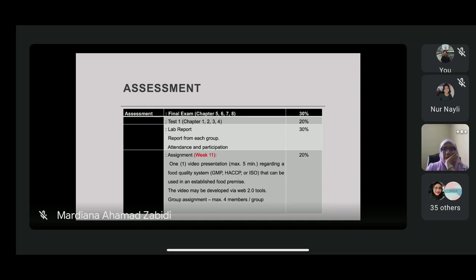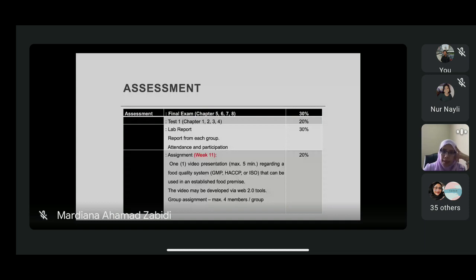Okay, alright. So test 1. Refer back to this slide for assessment. Chapters 1, 2, 3, 4 will be covered for your test 1. You have no test 2, but you have an assignment video presentation.